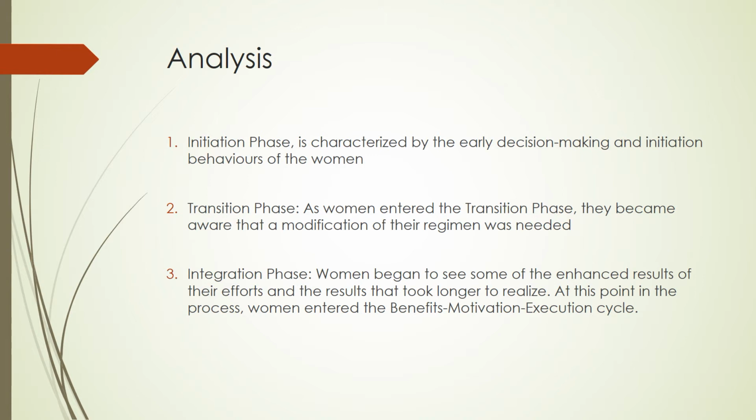Based on the findings, the framework was developed, and in this framework there were three phases: the initiation phase, transition phase, and integration phase. The initiation phase was characterized by the early decision making and initiation of women's behavior for physical activity. The transition phase is where women entered the second stage, where they became aware that a modification of their regimen was needed. And in the integration phase, women enter the benefits, motivation, and execution cycle, which was a virtuous cycle.